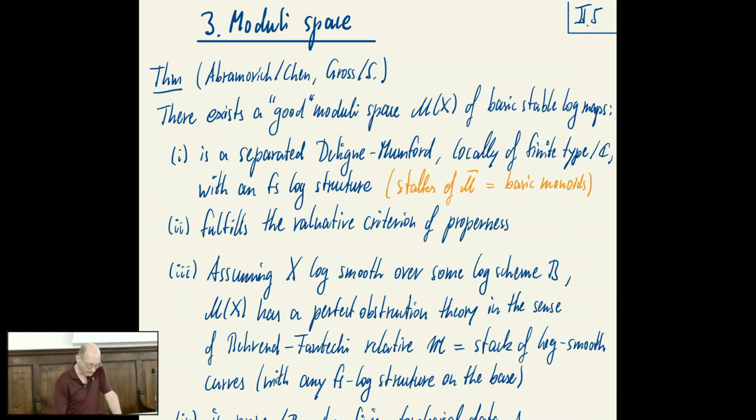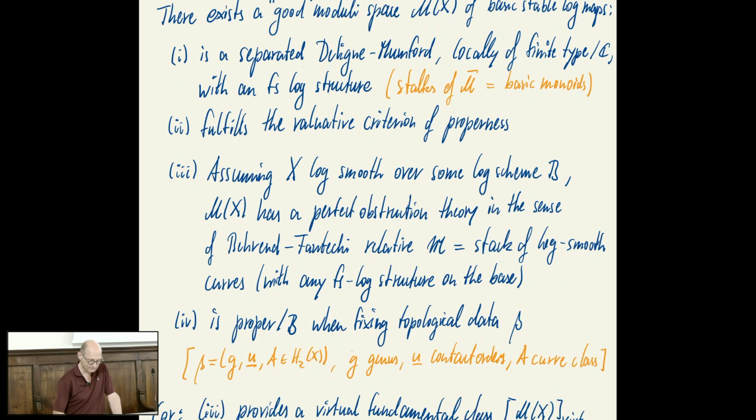And the stalks of this corresponding, so here you have a clash of notations. This is the log structure sheaf M, and then you take the M bar. And the stalks of this are the basic monoids, of course, right? So that's how you get the log structure. And it fulfills the valuative criterion of properness.